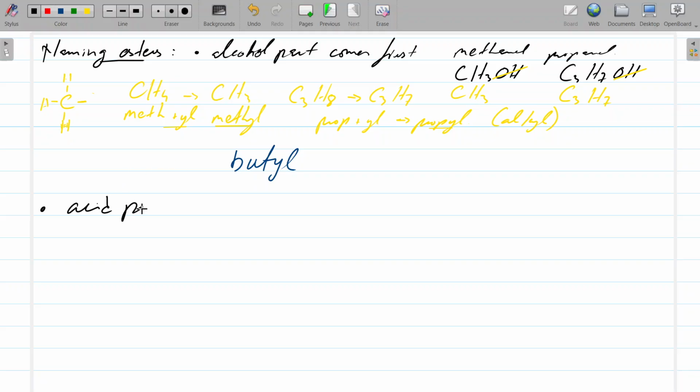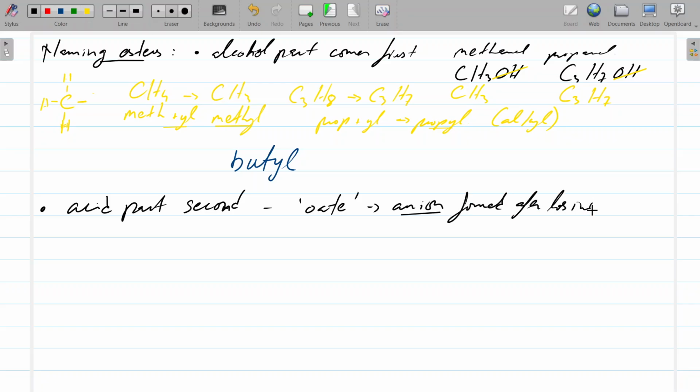So the acid part is second, right? And that's going to be named as an -oate, which is basically the anion. That's the name you give to the anion formed after losing the proton from the acid.